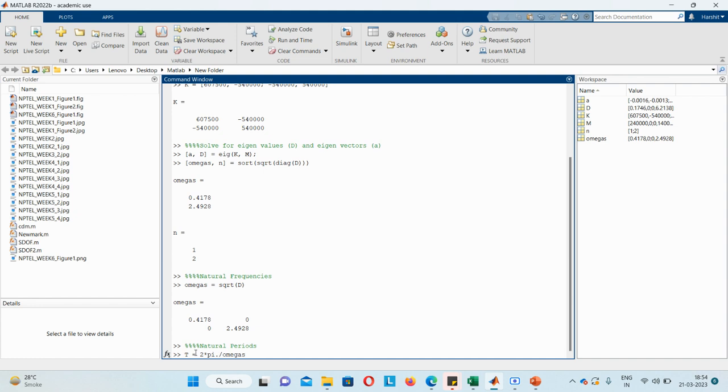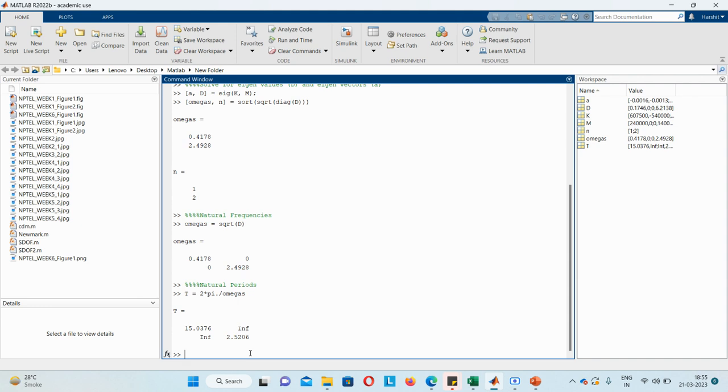Since we are dividing the numerator by a matrix in the denominator, we need to make sure that we are using dot slash omega so that it is proper, considering one value at a time. Like if it is considering omega 11, then it will give us t11. For this it will give us t12, then t21, then t22. So dot star ensures that each value is taken one at a time. So you can see this is the time period of vibration.